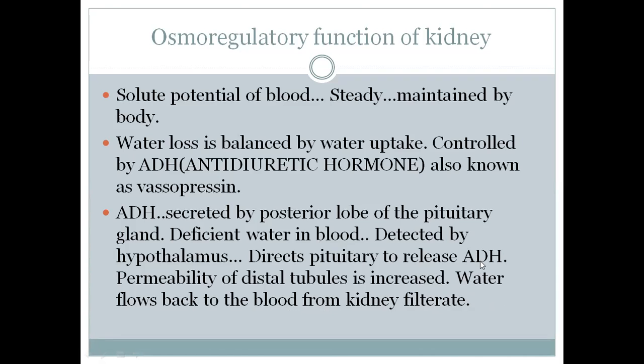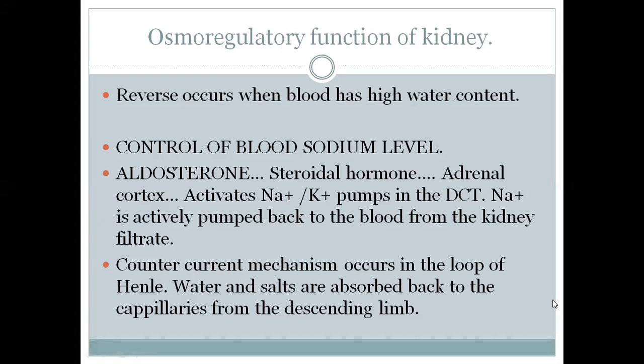And if we do not need reabsorption of water, we have a lot of water content in the blood, then antidiuretic hormone will not be produced. Antidiuretic hormone opens the gates that will allow reabsorption of water back into the blood. This is going to increase the amount of water present in the blood by reabsorbing more liquid from the kidney filtrate. The reverse occurs when blood has a high water content.